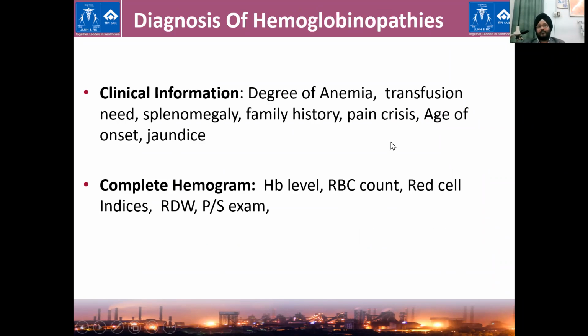Most important thing while diagnosis of hemoglobinopathy is the clinical information, because that is something we are looking forward from you all to send to the lab. What is the degree of anemia, whether the patient has required any transfusion or not, whether there is any organomegaly, what about the family history, is there any pain crisis, what was the onset of jaundice. In view of these findings, we look at the hemogram.